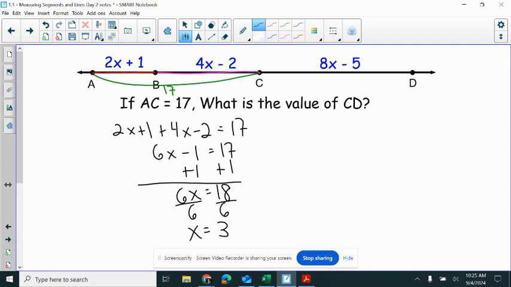Then I can take that 3 and plug it back in for x to figure out what each piece would be. This one's asking for CD, so I would do 8 times 3 minus 5. 24 minus 5 is 19. So CD would equal 19.